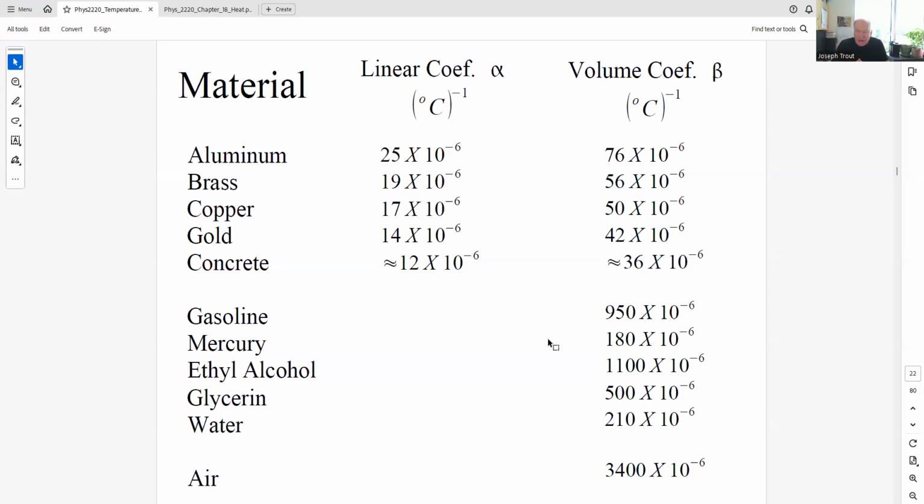This is a simplified table. So for instance, depending on your mix of concrete, the linear expansion is going to change. But we'll say it's about 12 times 10 to the minus 6. Notice that we don't have a linear coefficient of expansion for gasoline or mercury or a liquid or a fluid because it doesn't make any sense to have it. It's going to be a volume expansion.